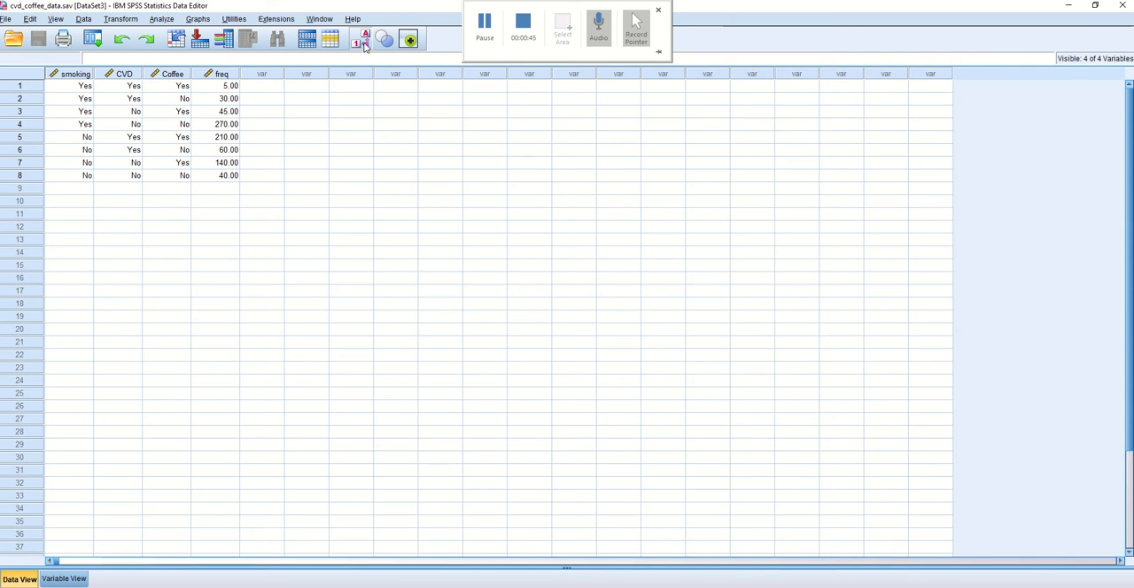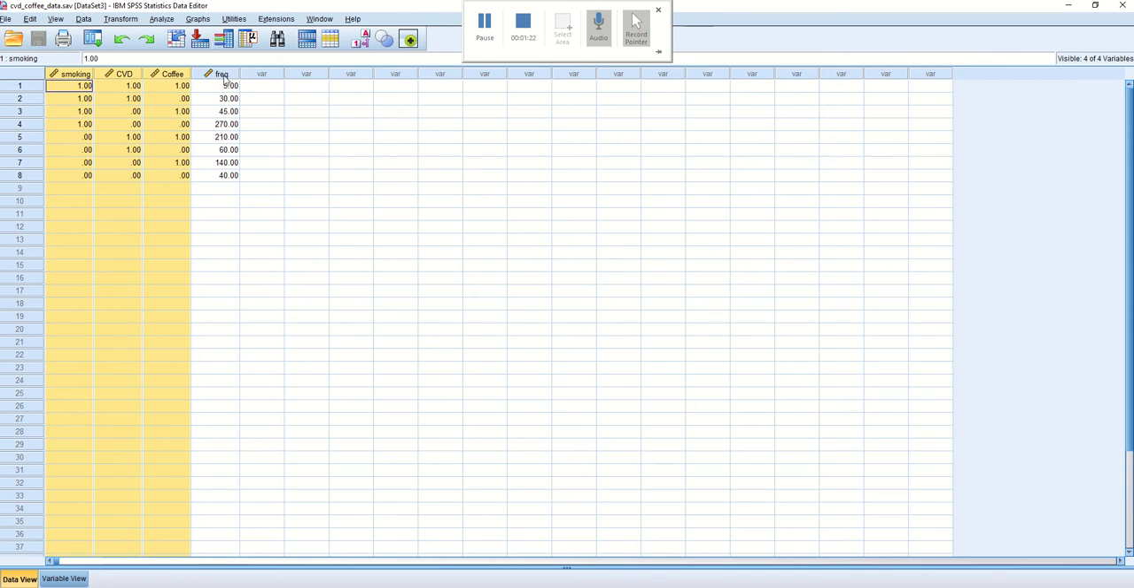I'm going to start by removing the value labels. I have four variables. The first variable is smoking. The second variable is CVD. The third variable is coffee. And the last variable is frequency. Obviously, the first three variables are coded 1 and 0 just to indicate the presence and the absence of the variable. So 1 if they're smoking, 0 not smoking. For CVD, the same thing, and for coffee, the same thing, whether they use coffee or not.